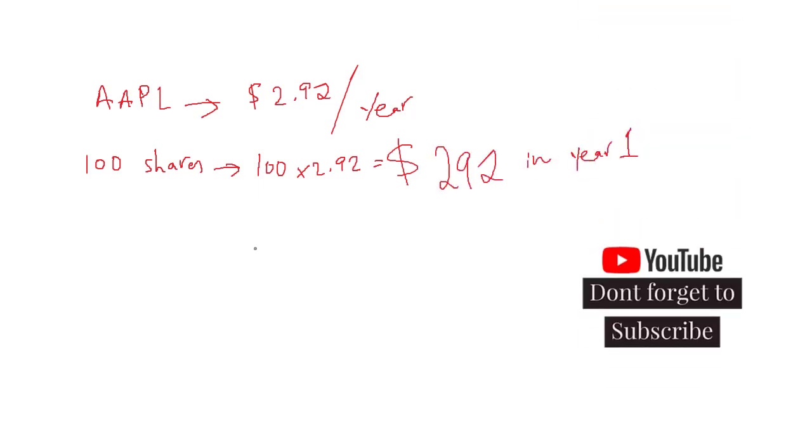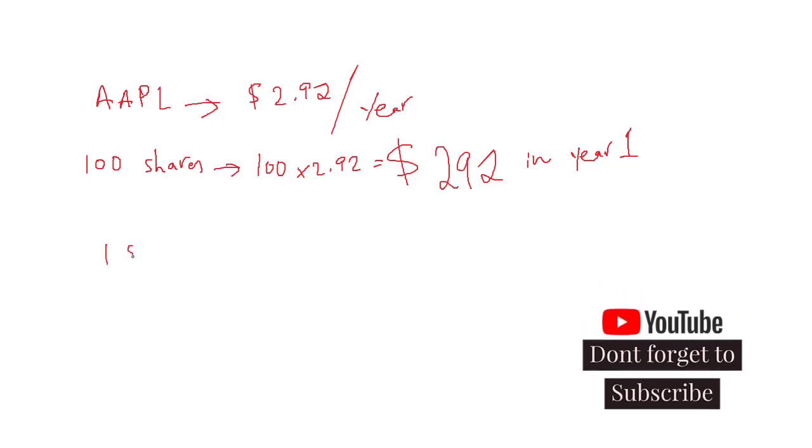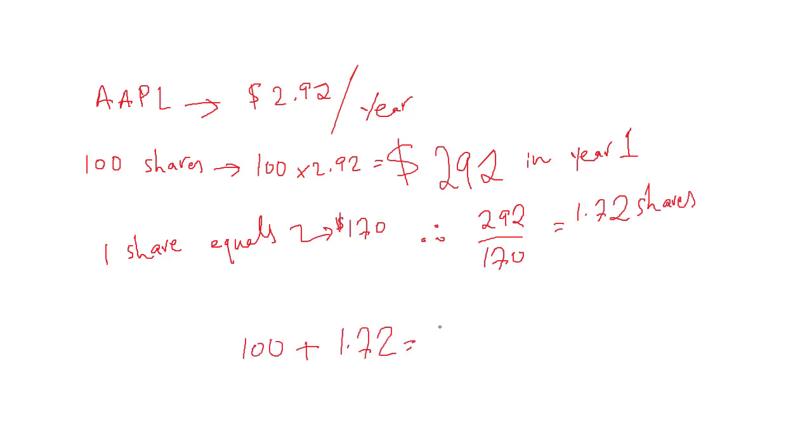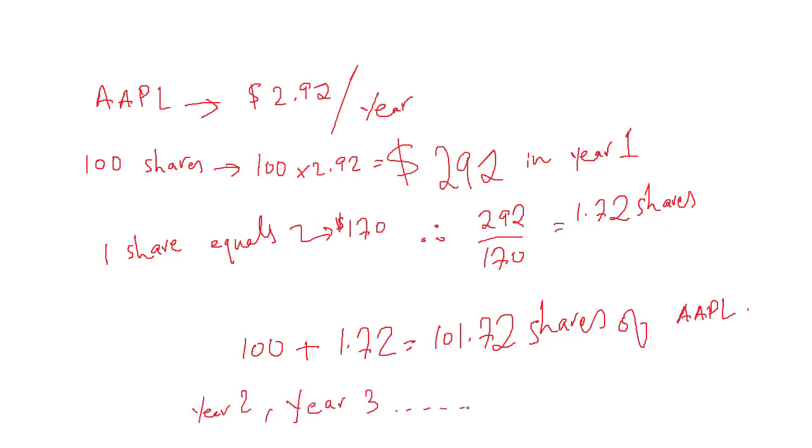With the dividends, you buy additional stocks. Let's use a round figure and say one share of Apple costs $170 to buy. So with $292, you can buy 292 divided by 170, which equals 1.72 shares of Apple. So by the end of year 1, you will have 100 plus 1.72 shares, which equals 101.72 shares of Apple. Repeat this for 2 years, 3 years, 10 years, and so on. In the stock market, this concept is called dividend reinvestment. It is the same concept as compounding.